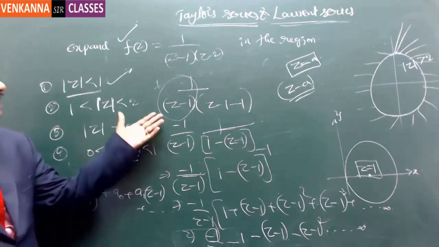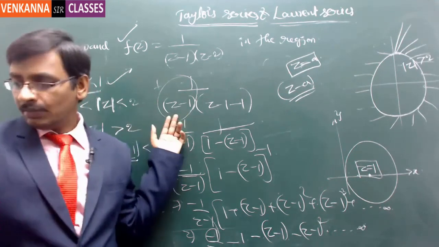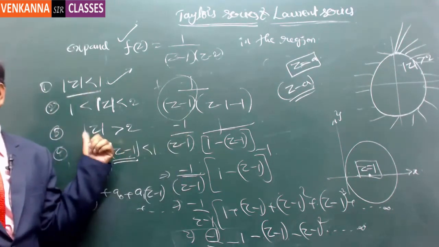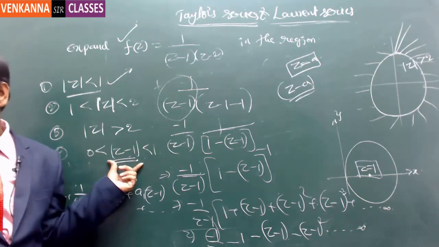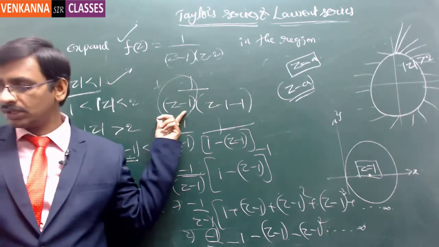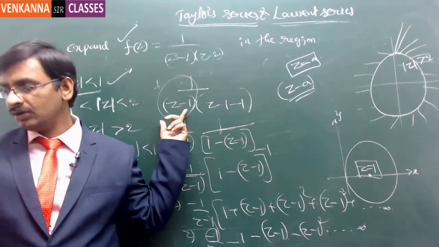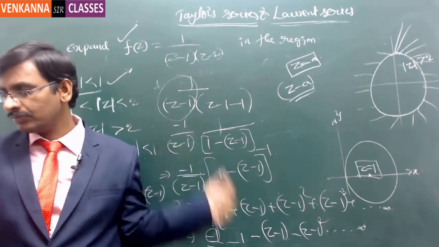Yeah, so in the third case, we will not touch z minus 1, because the condition he has given is to expand about z minus 1 itself, which is already there. So there is no need to touch this. You are not even doing the partial fractions also. Got it?